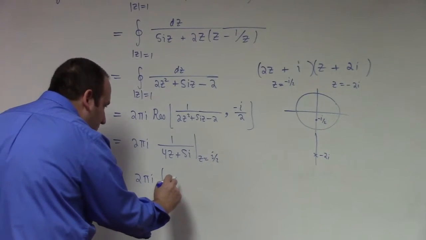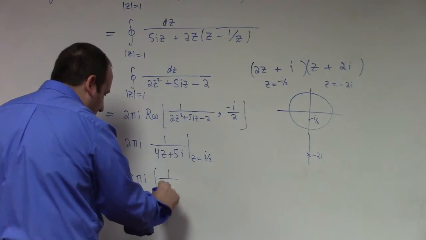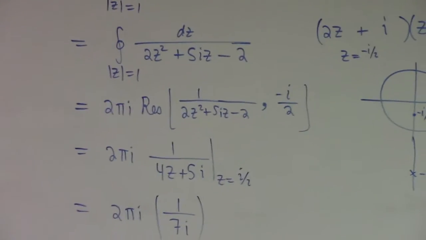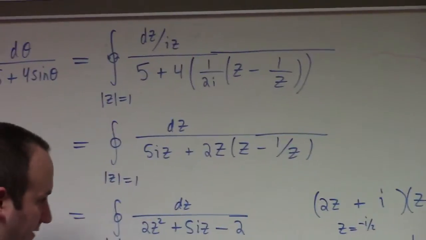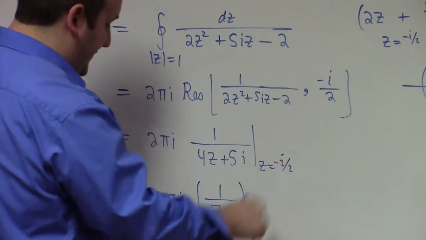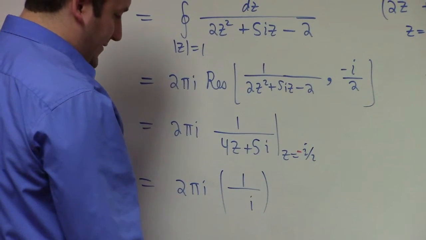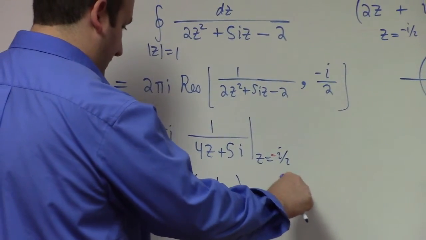What? We got 7i? I think it's 7i. What'd I do? Oh man, how did I get a minus there? Oh, because it's minus i over 2, right? Duh. Duh. 5 minus 2 is what? 3, right? Okay, so there you go. 2 pi over 3.